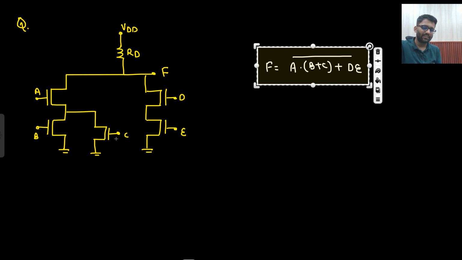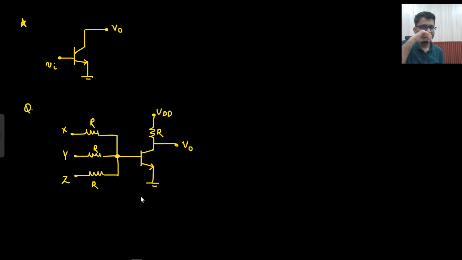A into B plus C plus D into E. Don't forget the bar. The same thing that we saw in MOS can be seen in BJT as well. The same goes here. The same goes here.